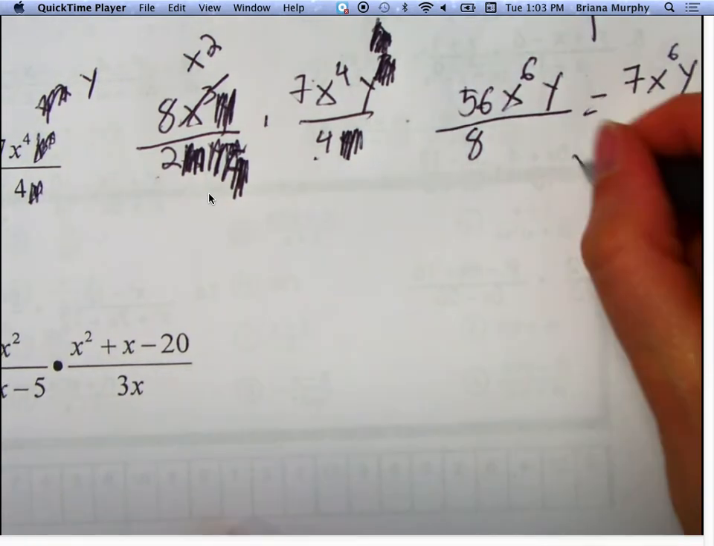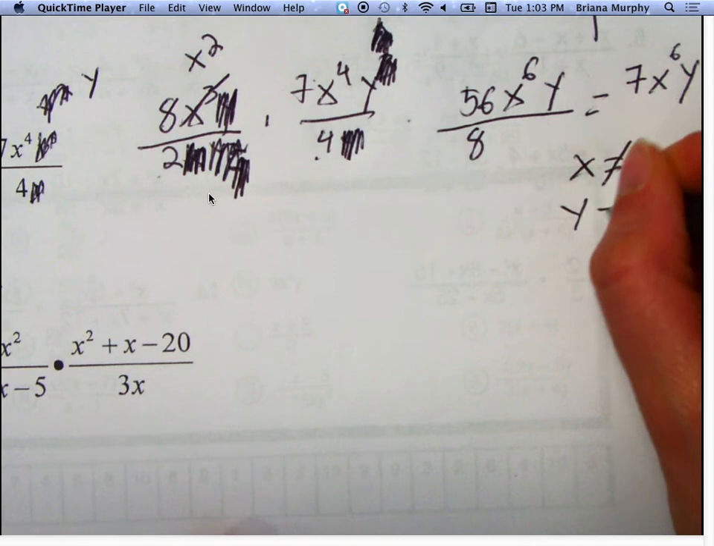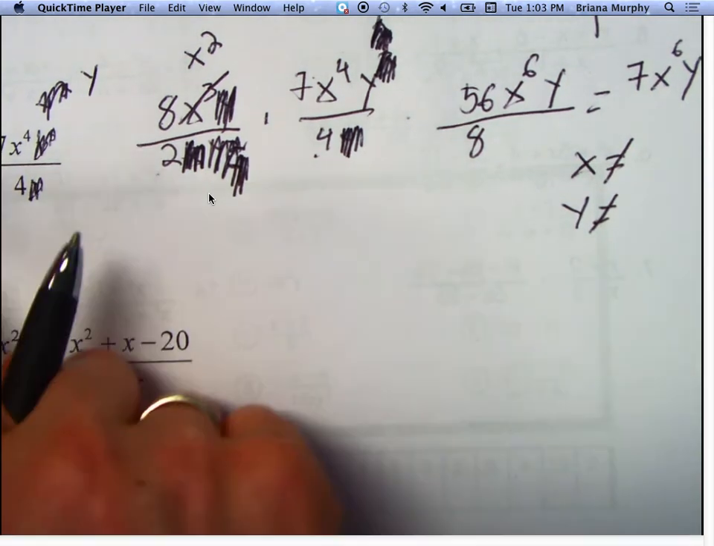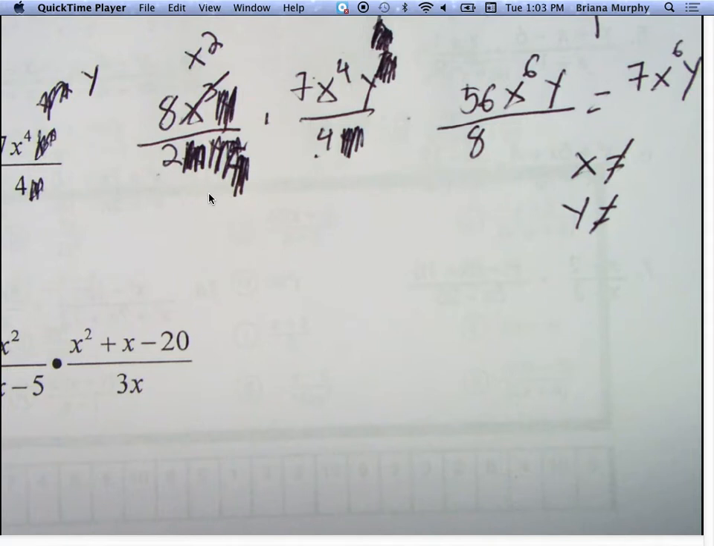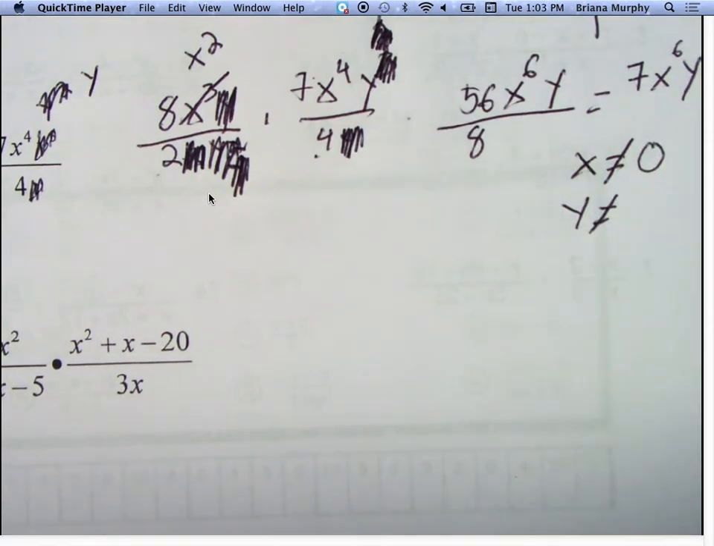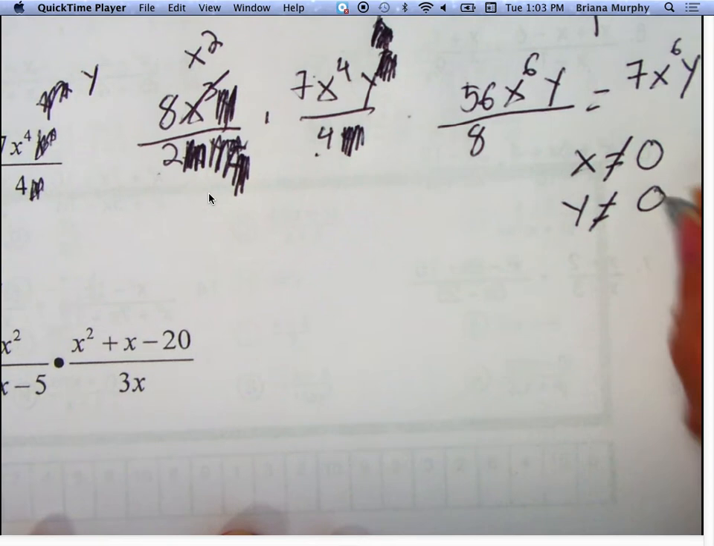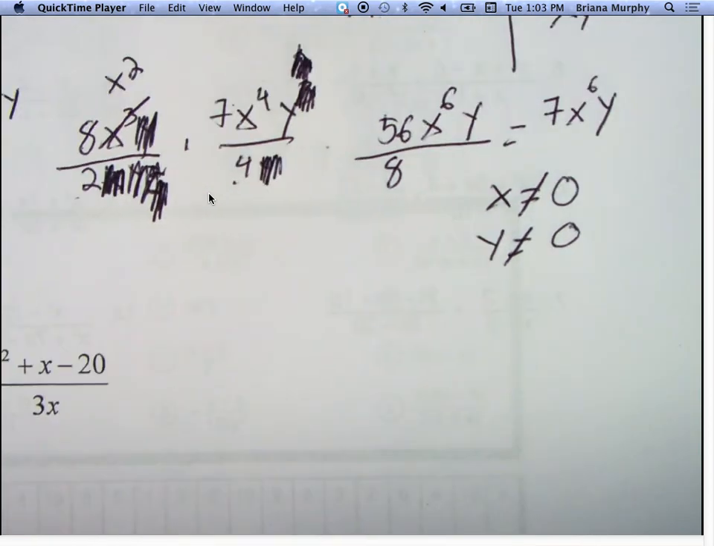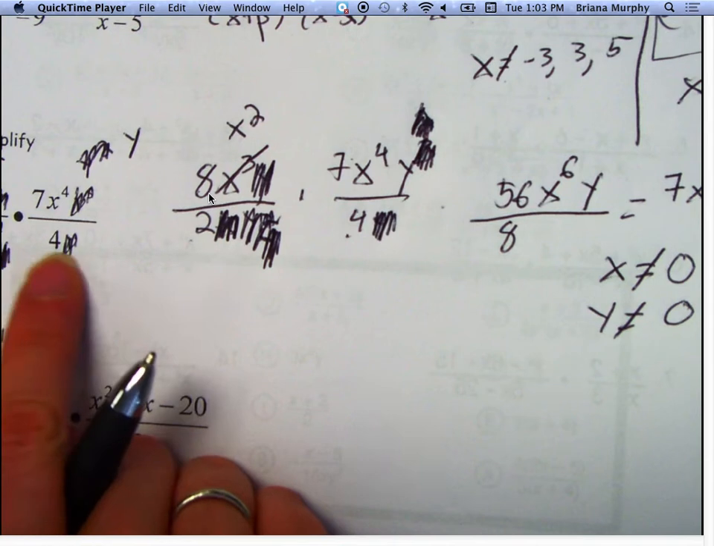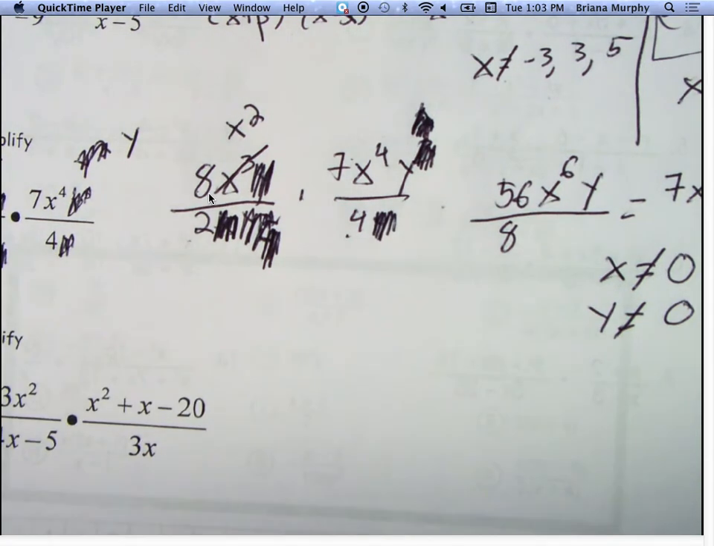What can x not be and what can y not be? Try again. Look at the bottom of my original problem. Oh. X can't be 0 and y can't be 0. That's it. Why? They're by themselves, right? The x's and y's have nothing being added or subtracted to them, so it's just 0 that it can't be. What's the answer?